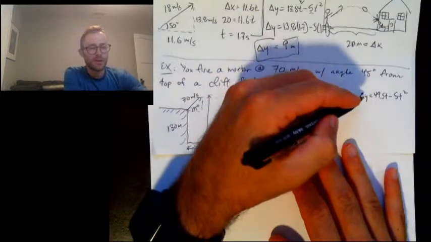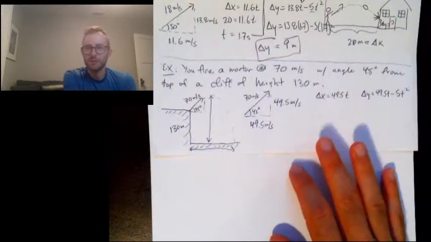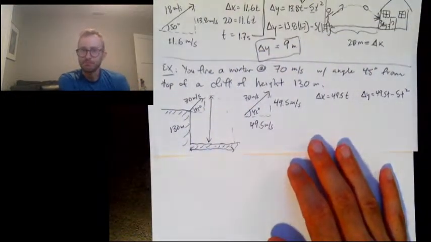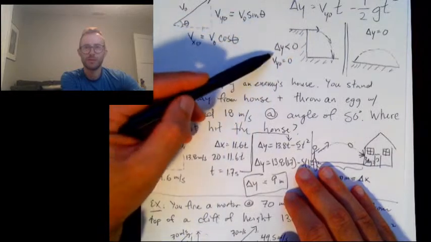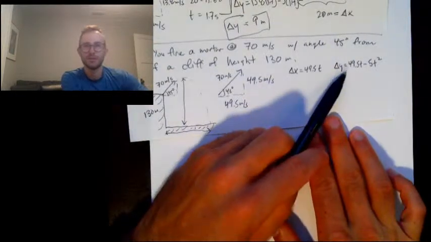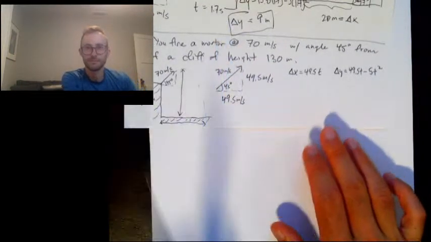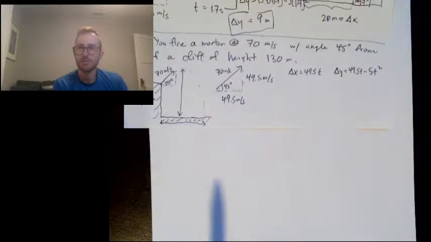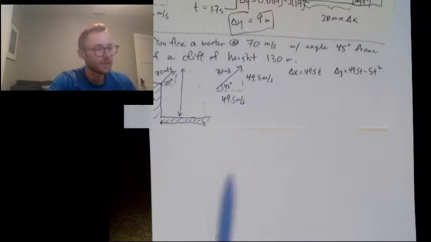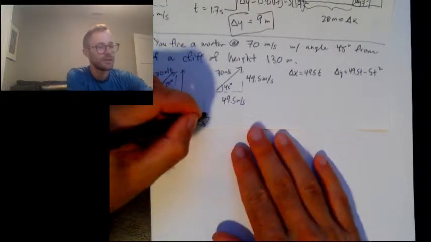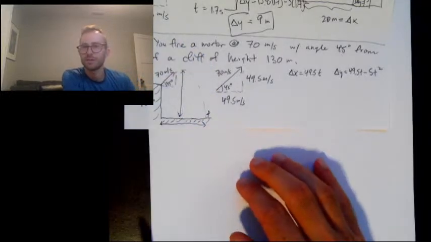So if we think about it, what is our delta y for this equation? Think back to this problem. How do we solve this problem? We had a certain value for delta y. What is our delta y going to be in this equation? If we consider this to be the final point, what is our delta y going to be?